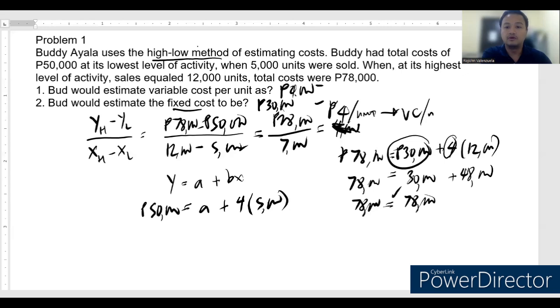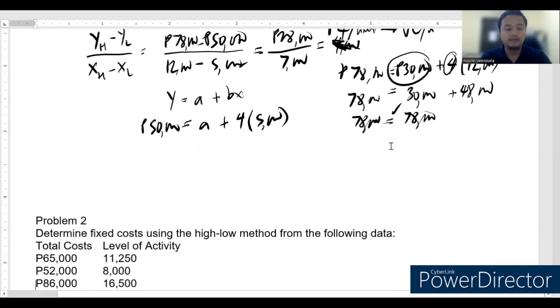So that's how you apply high-low method. Okay? So hopefully nasundan natin kung paano siya gamitin. So madali lang naman siya kasi binigay na mismo yung lowest tsaka highest activity. Hindi mo na hinanap sa set of data natin. Okay? So good job ka dyan kung nasagutan mo. Sige, let's continue. Problem number 2.